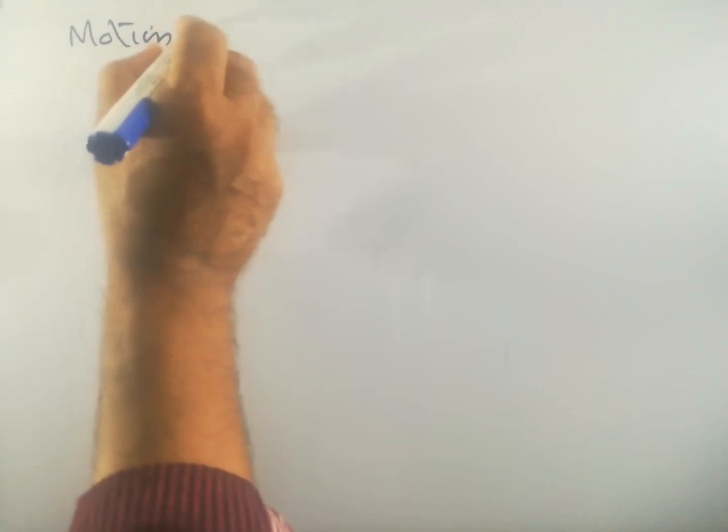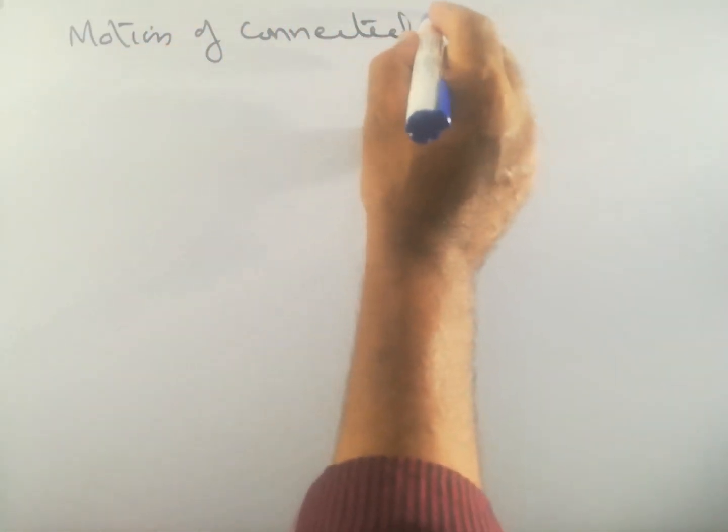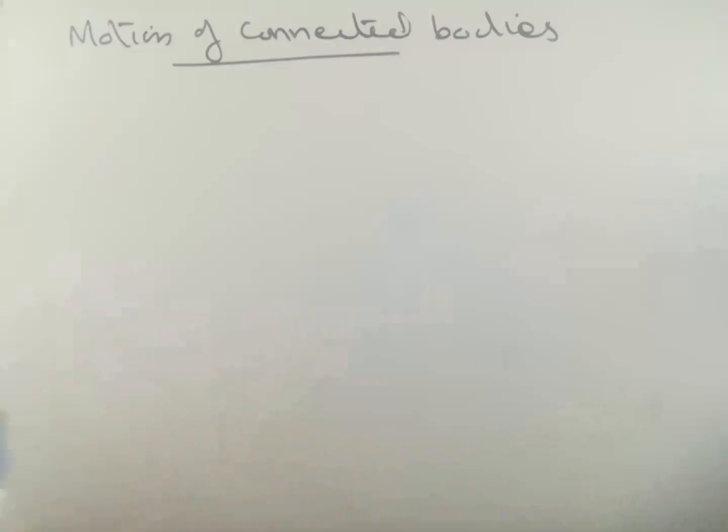In this video, dear learners, we will see the analysis of motion of a set of connected bodies. There will be more than one body which is connected by a string or something else. In this present case, we will consider bodies connected by a string. So we will go directly to a problem so that you will understand the concept easily.